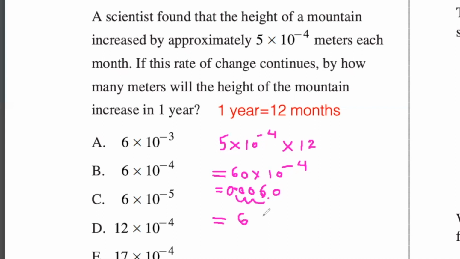So 6 times 10 to the power negative 3. Why negative 3? Because I moved the decimal from here to there 3 units to the right, 1, 2, 3. That's why negative 3. So this is the answer, 6 times 10 to the power negative 3, which is A.